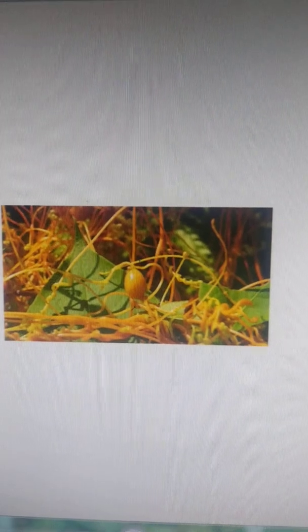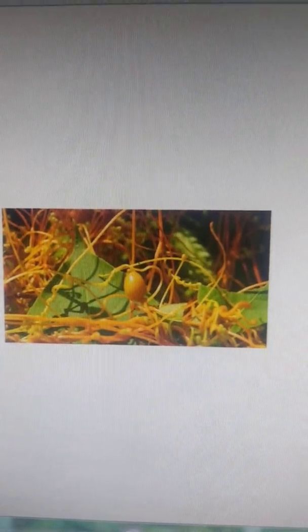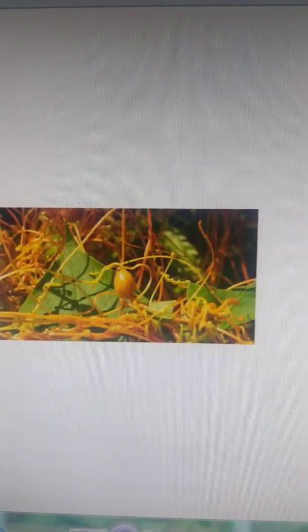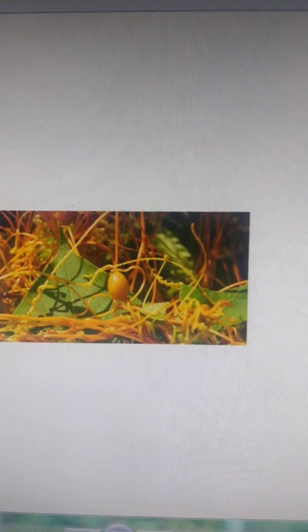A plant which lives on or inside another organism and derives food from it is called a parasite. Those non-green plants which obtain their food from the living bodies of other plants or animals are called plant parasites. The living organism is called the host of the parasite. An example of a parasitic plant is Cuscuta.